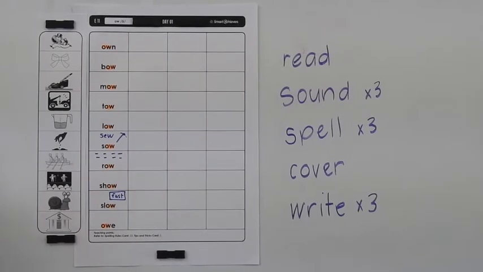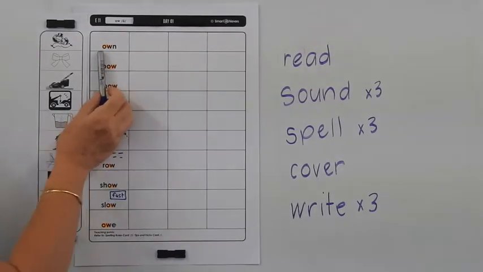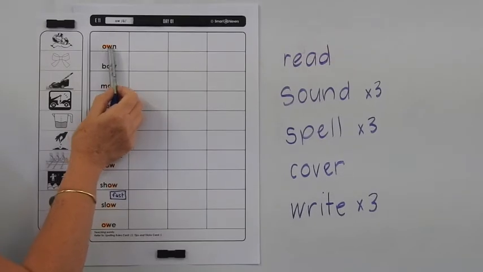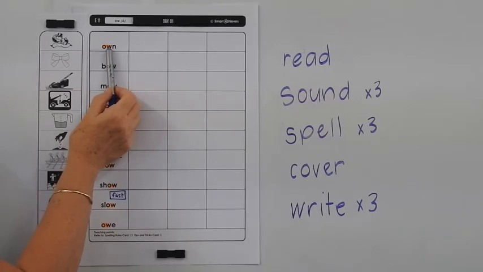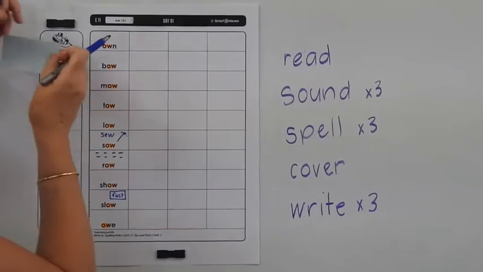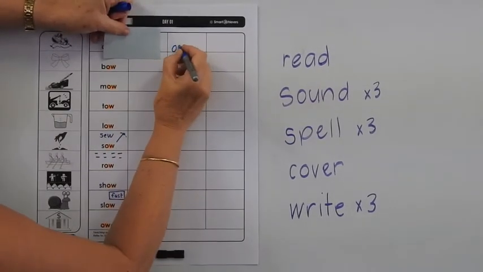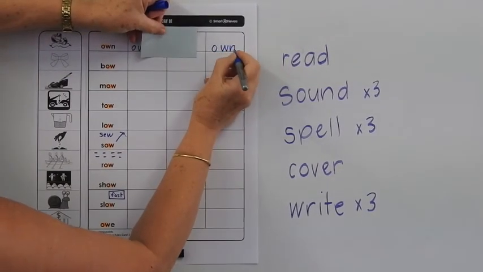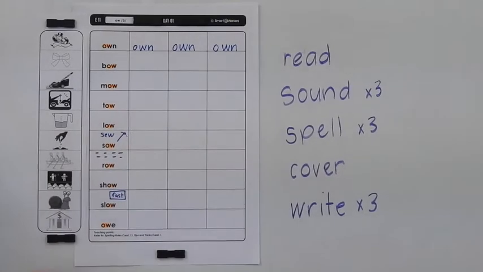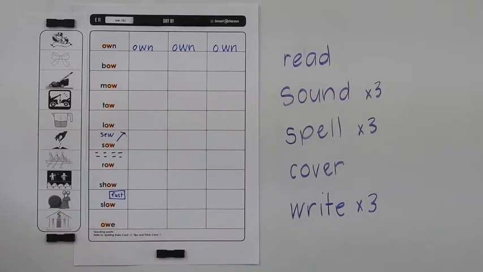All right, let's read the words now, sound them, spell them and cover and write them. So we've got own, own, own, O-W-N, O-W-N, O-W-N. So cover it and try and write it three times without looking. And see if you can get your letters on the line. Okay, you can finish off the rest of that page. Don't do these extra words, just do the black words into your book. Off you go.